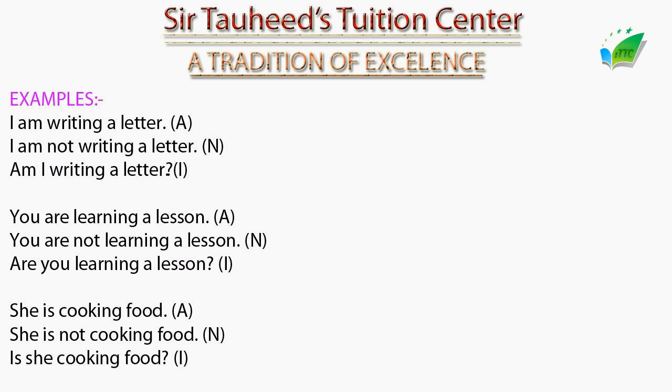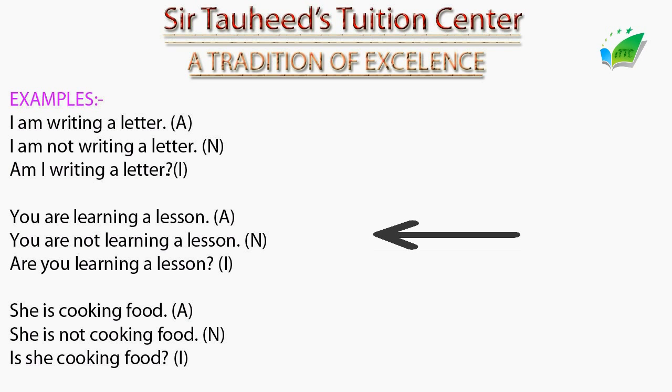Now moving on to the next example. This is: you are learning a lesson. You are learning a lesson means you are learning a lesson right now. Right at this moment, you are learning it. You are doing this work, and the work is learning a lesson. Now, have a look at the complete sentence. In the first place, the word is you, which is the subject because you are doing something. And then after you, we have to put are. Always remember are is used after you.